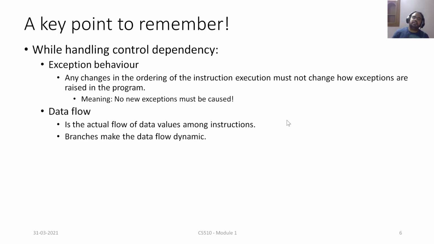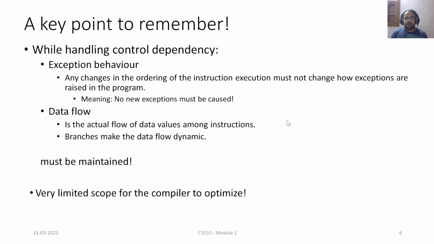So because the branches make the data flow dynamic, we need to handle them very carefully. Considering all these, we can say that the compiler has very limited scope to handle control dependency, right? But we are going to look at a couple of methods of what the compiler can do. But before that, we are going to dive into the hardware optimizations on how we can handle control dependence.